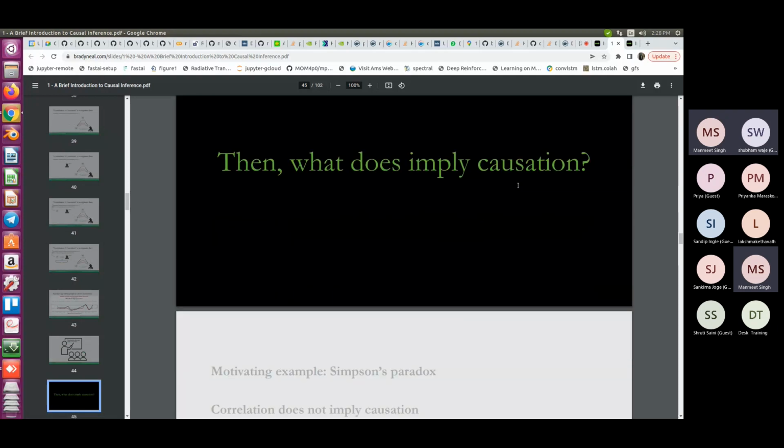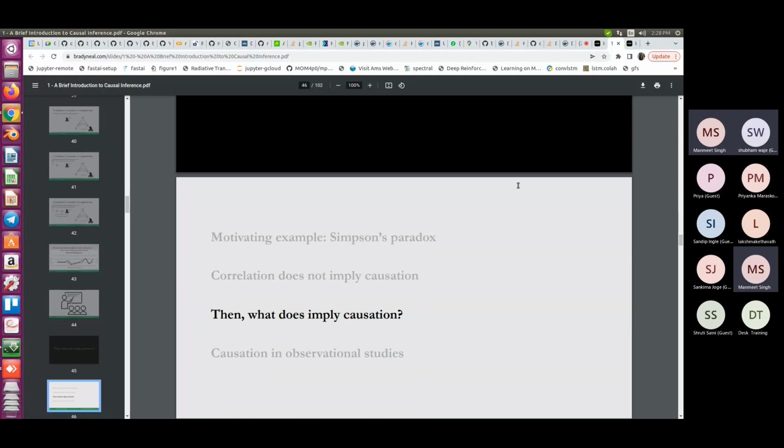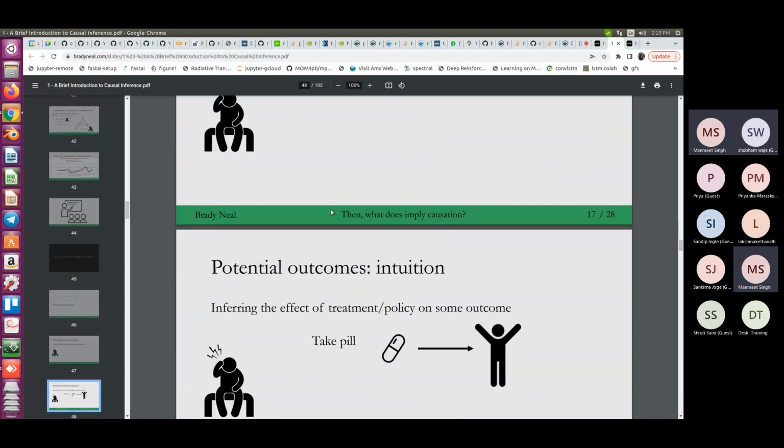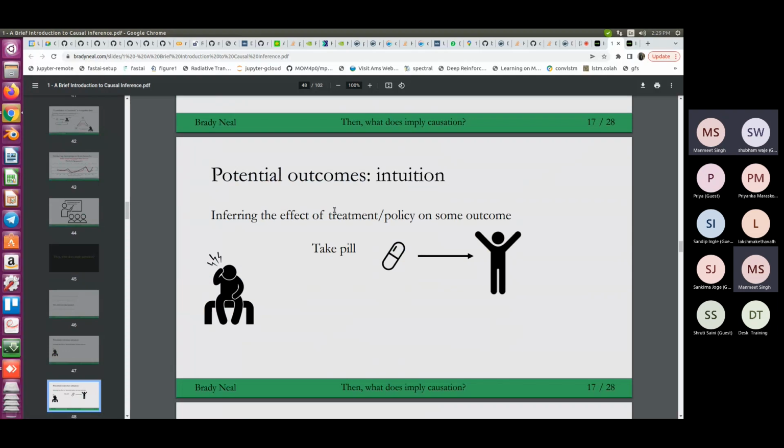So then, what does causation imply? We also saw this terminology, potential outcomes. Potential outcomes is basically whether, when you have been given the treatment, what is the outcome, or if you are not given the treatment, what is the outcome. So in case you have been given the treatment, understanding the outcome in case of no treatment is called counterfactual. So we saw what is counterfactual and what is factual. Factual is the actual outcome, and counterfactual is in the absence of treatment.